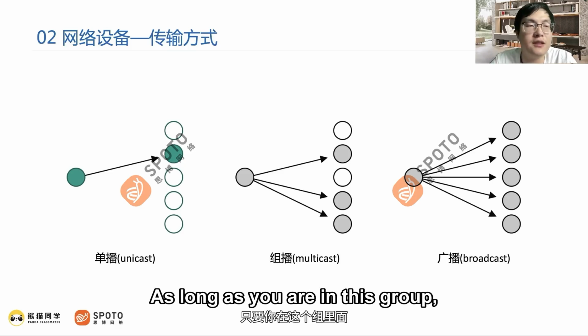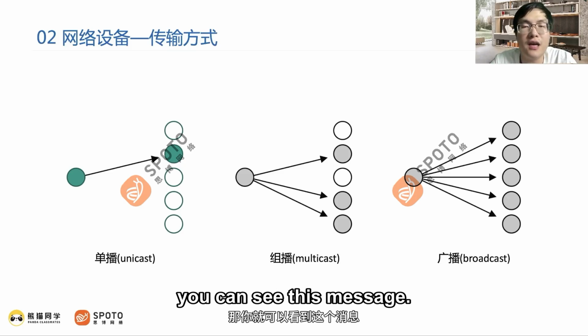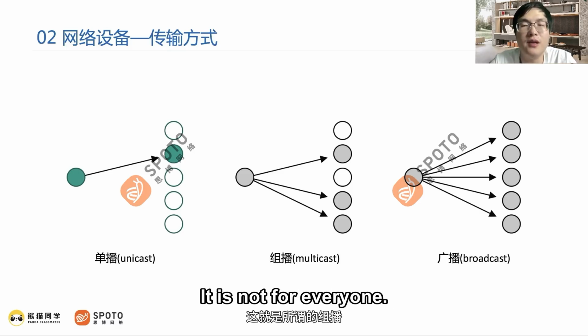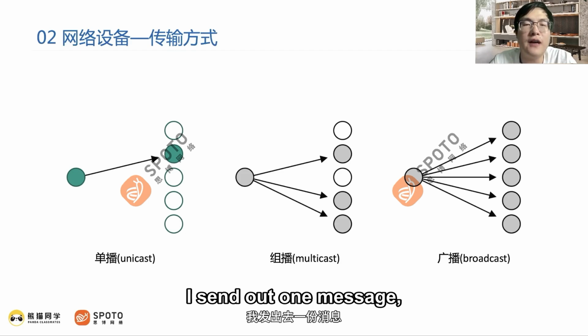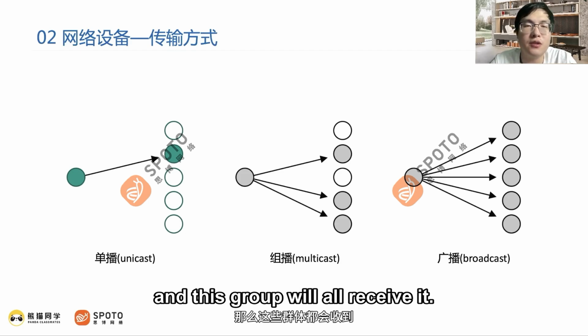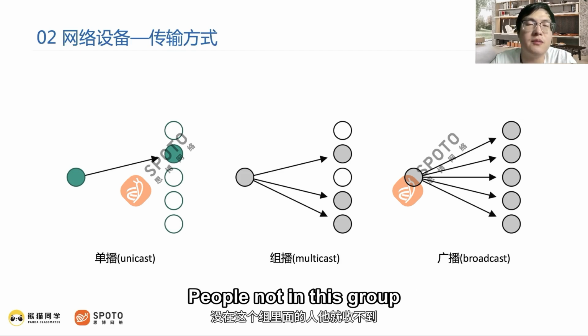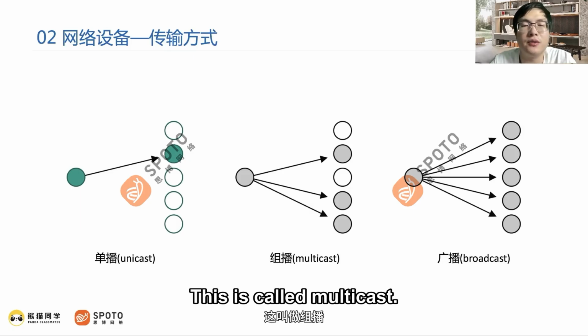As long as you are in this group, you can see this message. This is multicast. It is not for everyone. Right? It is only for a specific group. I send out one message, and this group will all receive it. People not in this group will not receive it. This is called multicast. Then, what is broadcast?